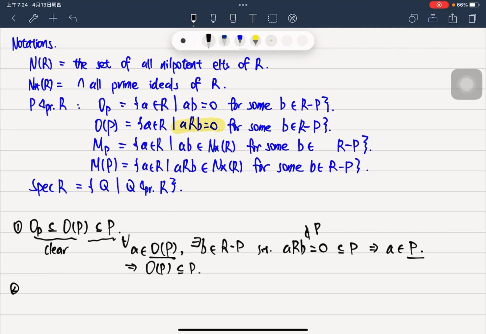Yeah. Second thing is that M_P is contained in P. Also, this conclusion is clear, and for this conclusion we also can use the same strategies. For any a in M_P, here we can find a b such that arb is contained in N*(R).